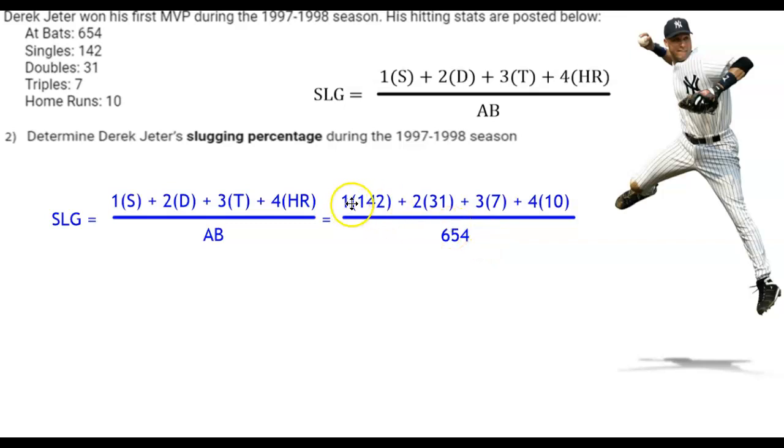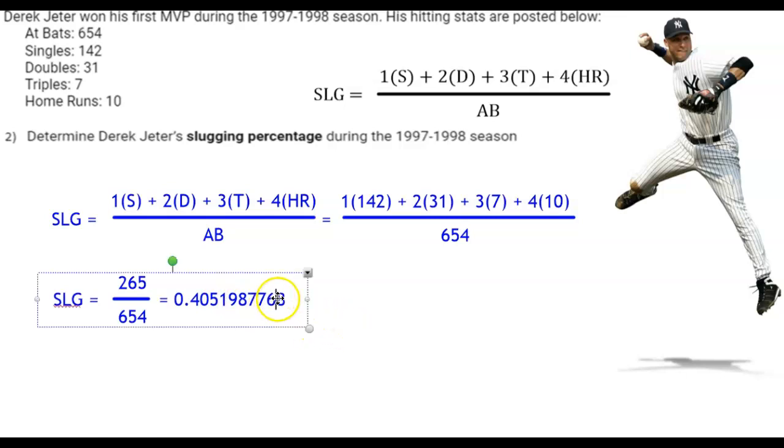So now I'm going to figure out the numerator and then divide it by the denominator. And we get 265 over 654. That gives us 0.405198777, etc. I should say it keeps going. However, just like with batting average, slugging percentage is rounded to the nearest thousandth.